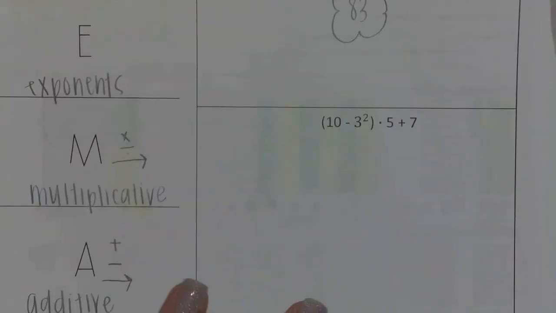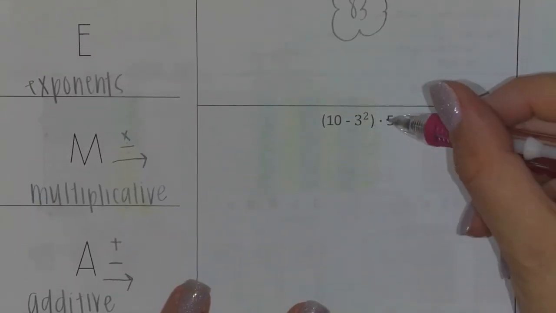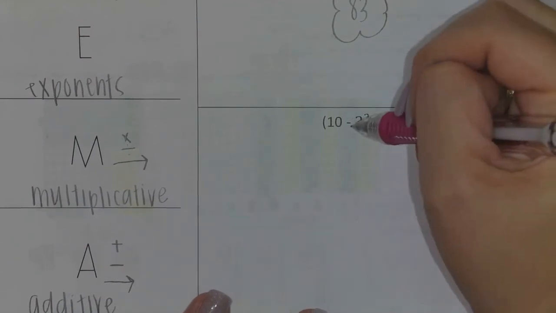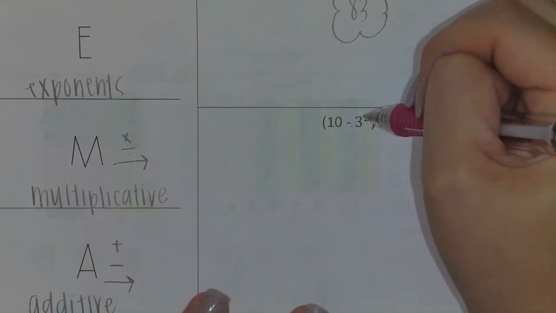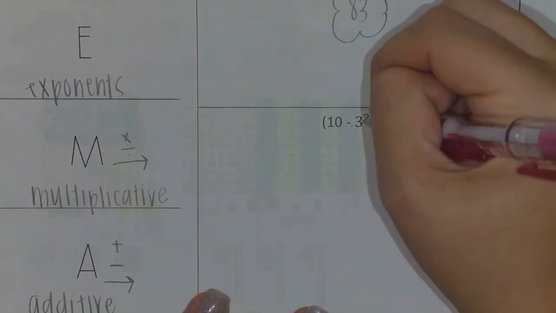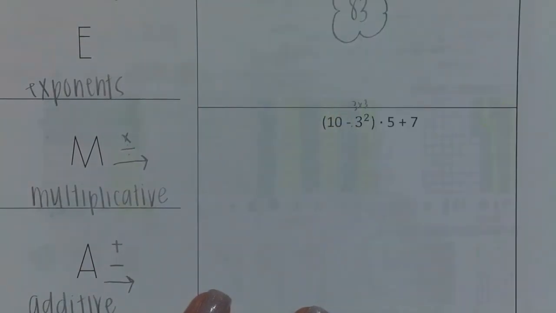Our next problem, I have parentheses, 10 minus 3 to the power of 2, close parentheses, times 5 plus 7. According to order of operations, I start with the grouping first, but inside of the grouping, I see 2 different things. I see something that's additive, and I see an exponent. Well, order of operations says I've got to start with that exponent first. So 3 to the power of 2 is the same thing as 3 times 3, which would give me 9.